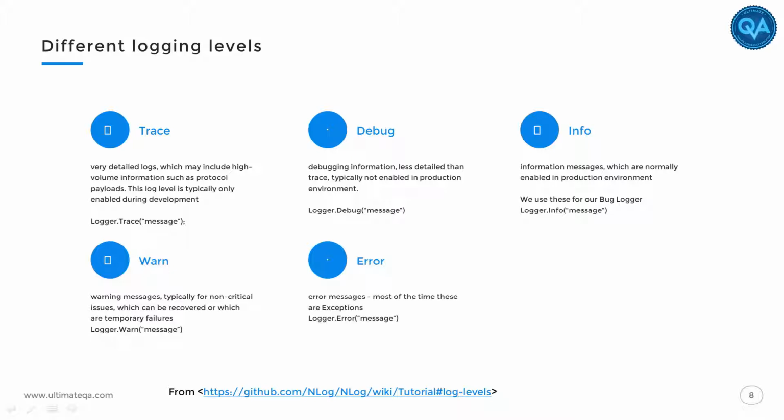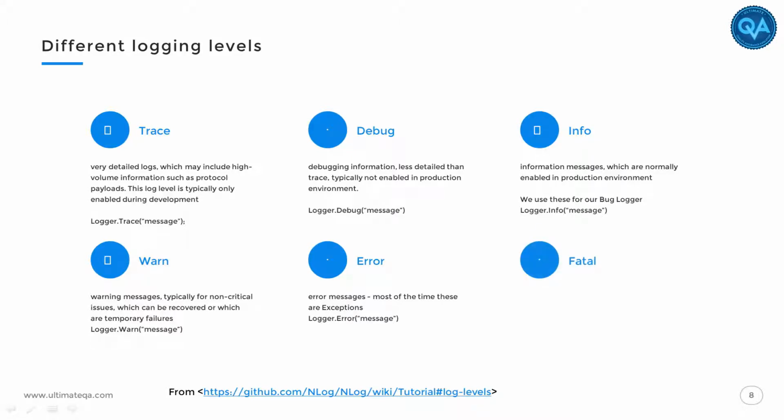Now, whenever something more critical happens, that's where you can start doing logger.error and supply your message. Error messages are most of the time just exceptions, right? So anytime you're having try-catch blocks and you're catching an exception, from there you might do a logger.error and then just display your exception. A lot of times you can display the message of the exception, the stack trace of the exception, and the inner exception of that exception object.